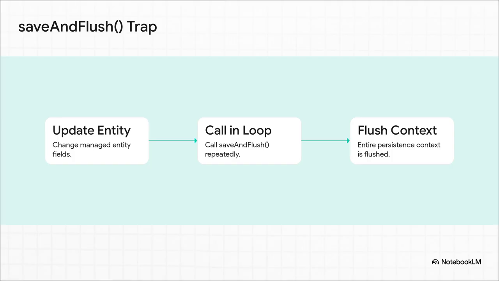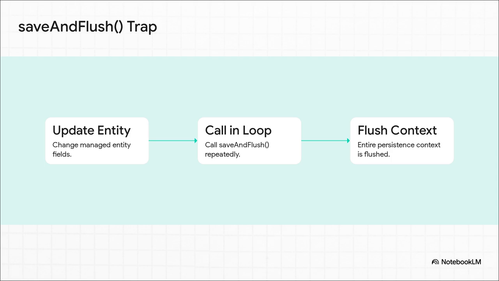We completely forget the hidden dangers of how we modify it. Enter the save and flush trap. A developer updates a managed entity, and then, inside a loop, they call save and flush. Do you know what this does? It forces the entire persistence context to be flushed repeatedly. You are completely breaking Hibernate's ability to group similar JDBC statements together efficiently.